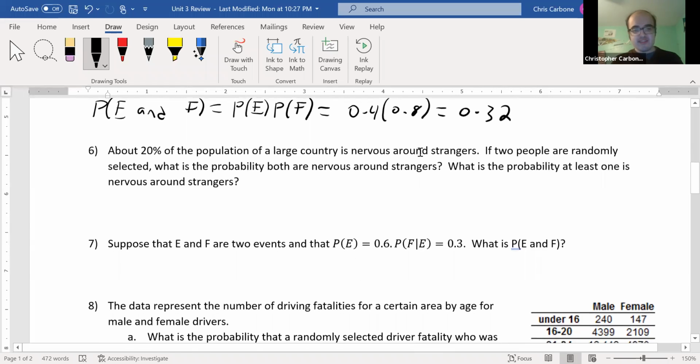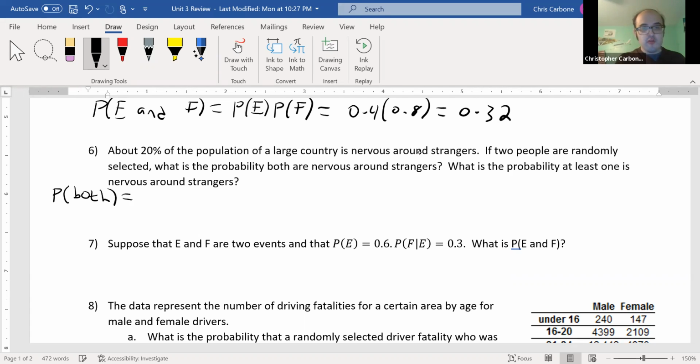For question number 6, about 20% of the population in a large country is nervous around strangers. If 2 people are randomly selected, what is the probability that both are nervous around strangers? And then what is the probability at least one is nervous around strangers? So the probability of both of them being nervous, we would just take that probability of 0.20, or 20%, and square it. We will get 0.04.